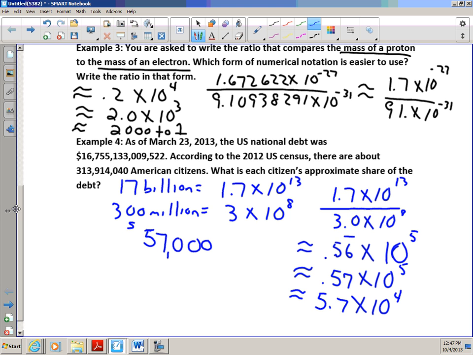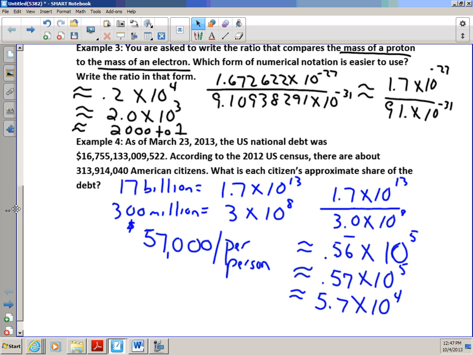So what is this telling us? That it would cost approximately $57,000 per person to pay off the national debt. Quite an astounding amount of money when you think about it. And hopefully they won't be coming to knock on your door to ask for that money.